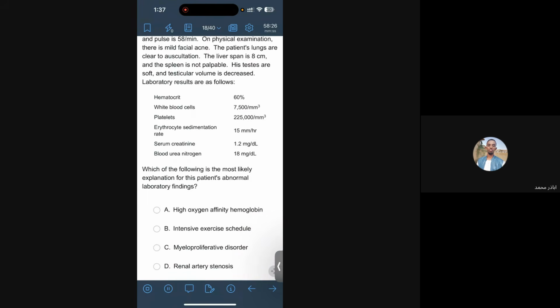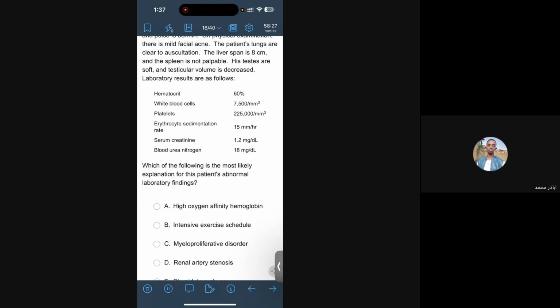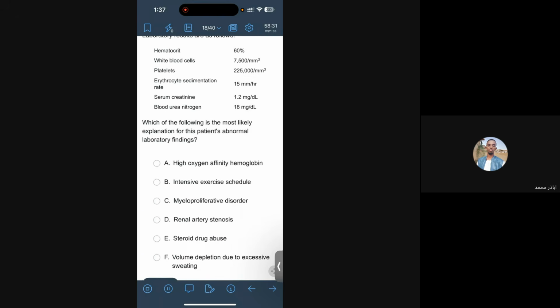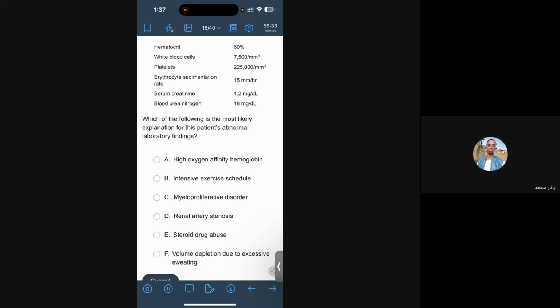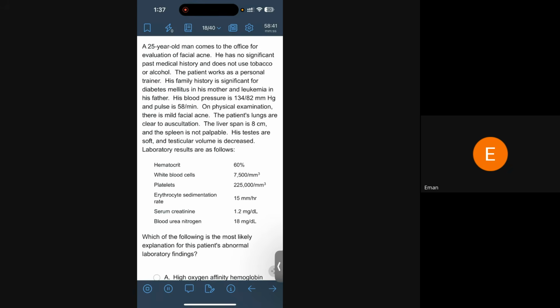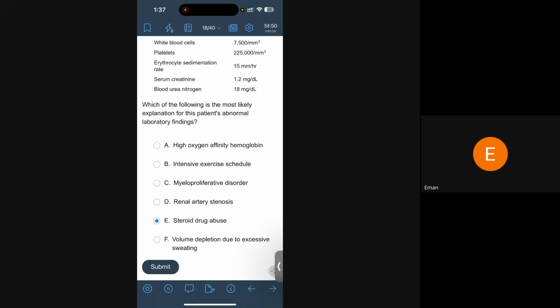Which of the following is the most likely explanation for this patient's abnormal findings? Which one is going to be the answer here? E, steroid drug abuse. If you see, he's a young man who is a personal trainer. There's facial acne, the testes are soft and testicular volume is decreased. You cannot explain that through renal artery stenosis. You cannot explain the small size of testes through a high oxygen affinity hemoglobin.